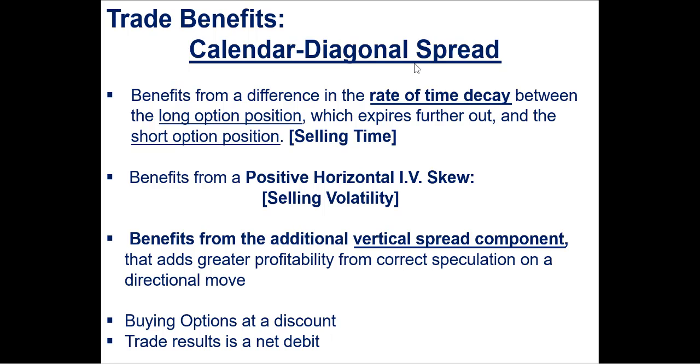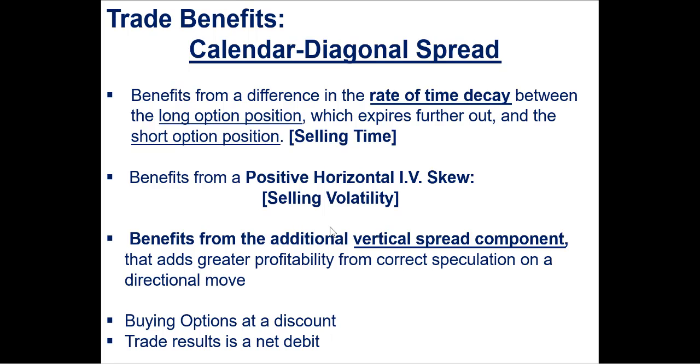A calendar diagonal spread benefits from the rate of time decay between your long dated option, which expires further out in time, and your short dated option, which is closer in, which is going to have a lot greater theta decay or time decay. So basically we'll be selling time. The other advantage is if we have a positive horizontal skew where the implied volatility is greater in the front part of the option series, we get that advantage too.